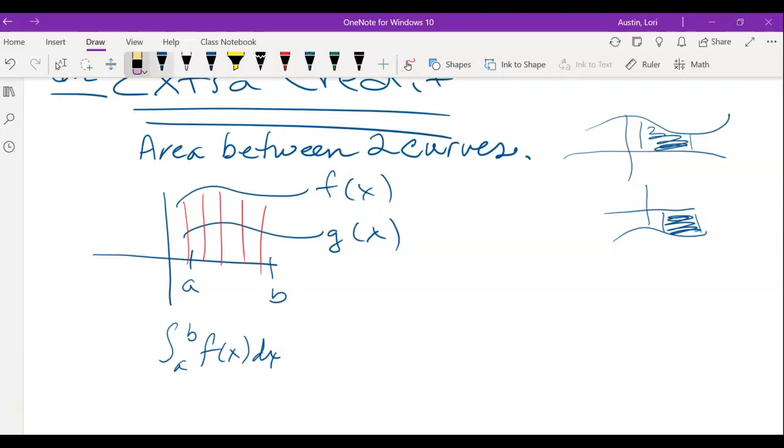Now, if I integrate g of x, it's going to give me everything in green.